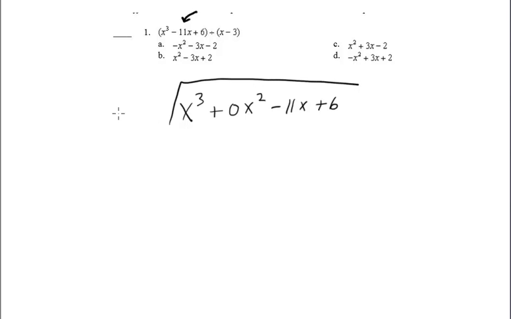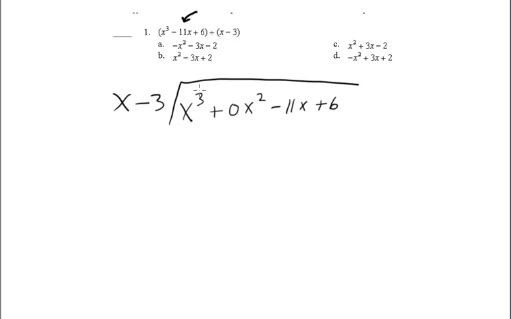Okay, so here's our first problem for section 11.3. Number one, in your readings, you should have realized that this doesn't have an x squared piece, so we need to put a placeholder in there. So I'm going to rewrite this as x cubed plus 0x squared. Well, that's 0, but it gives us a placeholder. Minus 11x plus 6. We're going to divide that by x minus 3.